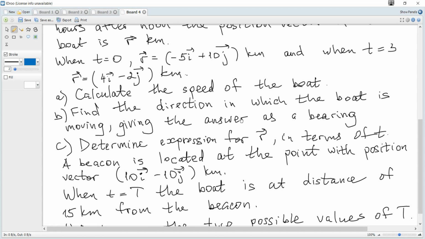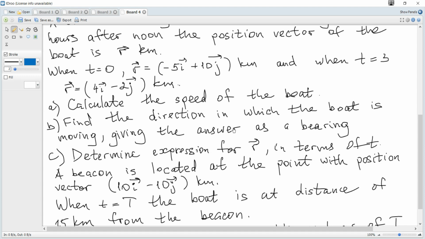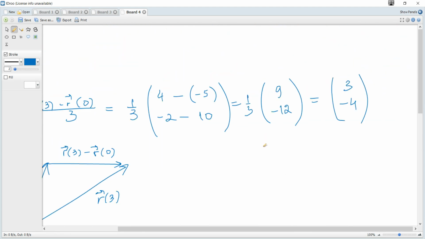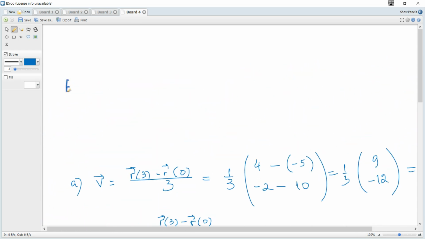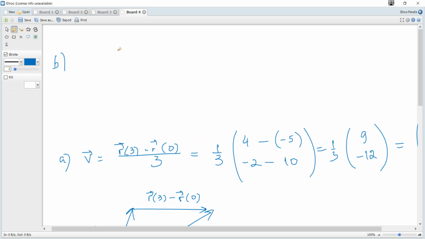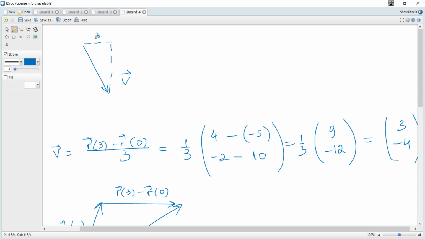Part B. Find the direction in which the boat is moving, giving the answer as a bearing. To get the direction of motion, we should consider this velocity vector, because it gives us the direction of motion, and it looks like this. This vector (3, -4) looks like 3 squares to the right and 4 squares downwards. So this velocity vector is in such a direction, so that 3 is here and 4 is here.